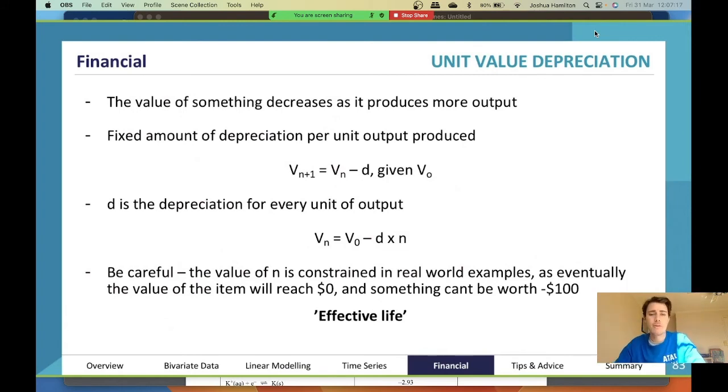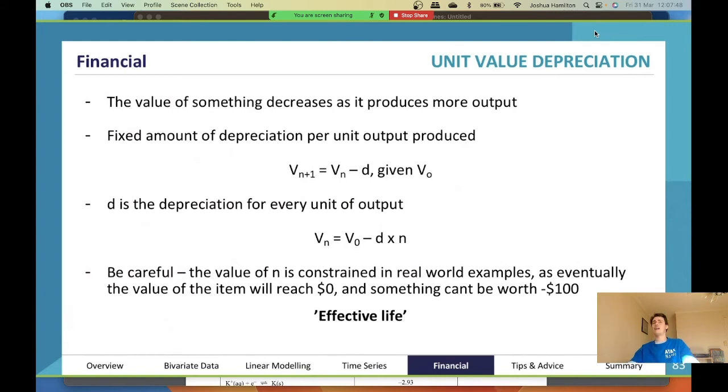Then we have the value of something decreasing as it produces more output. This is what we refer to as unit value depreciation. There's a fixed amount of depreciation per unit of output. You could say a printer, once it prints 100 pages, loses $10 of value. D is the depreciation for every unit of output, and the unit of output is N. Be careful, the value of N is constrained in real world examples, as eventually the value of an item will be $0 and it cannot be worth negative $100.